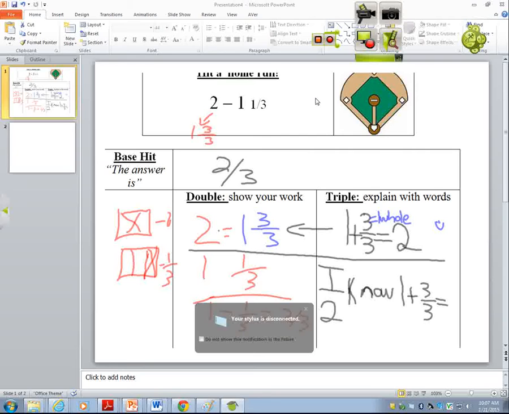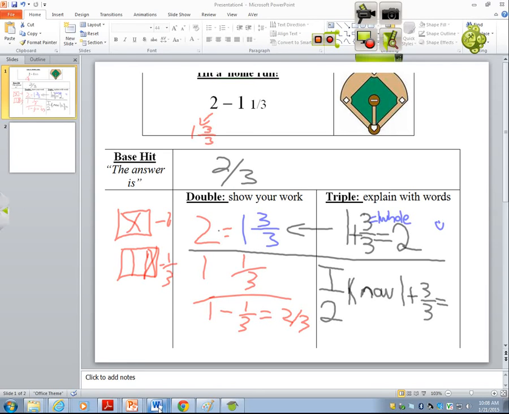And then everyone knows that 1 is equivalent to 3/3. So the answer is clearly 2/3, right? The answer is clearly 2/3. So the next part is here. How is it clearly 2/3? Oh, thank you for asking. Okay, Faith, go back and explain.